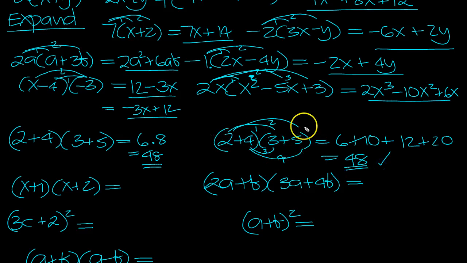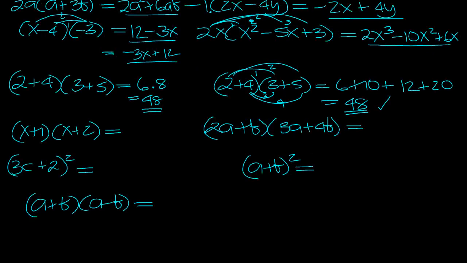So this is the rule we use for expanding brackets when we have 2 terms in one bracket followed by another 2 terms in the second bracket. We draw 4 lines, 2 for the first and 2 for the second. Lines 1, 2, 3 and 4.